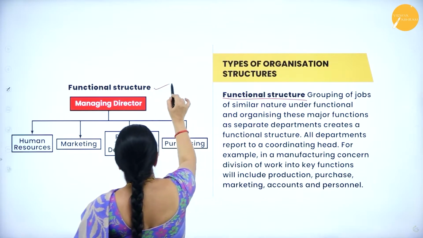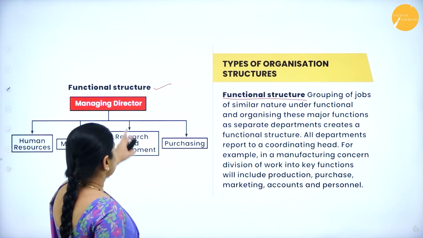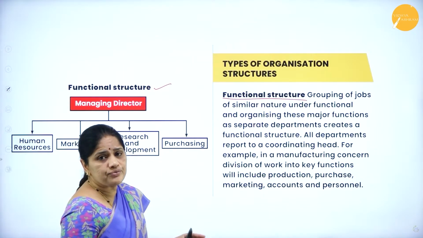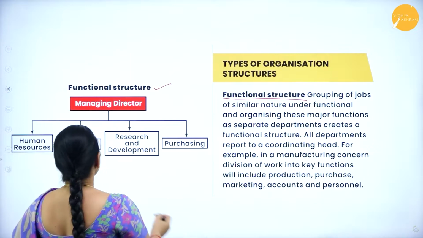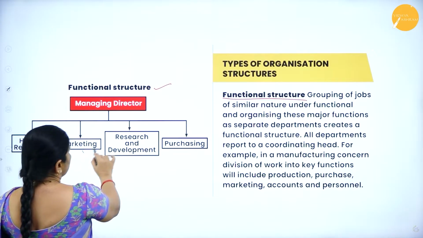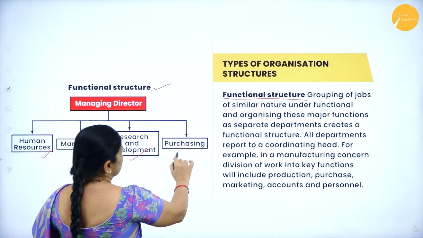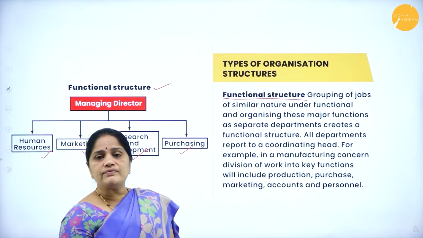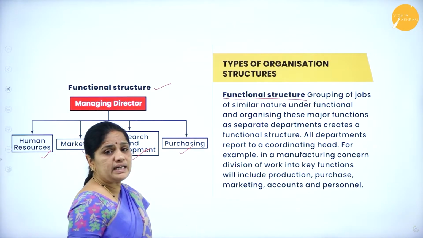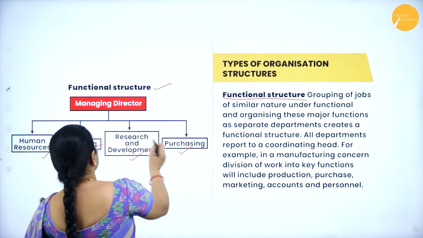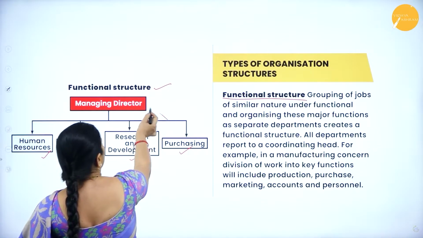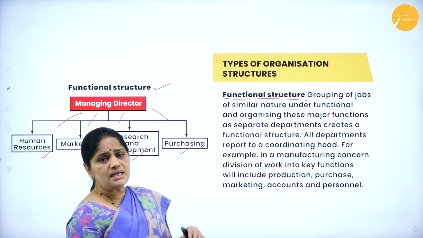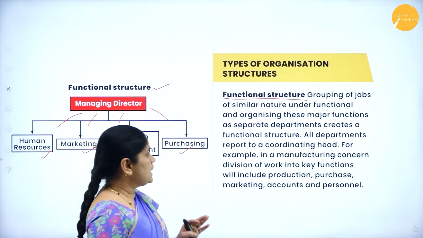Now, what is this functional structure? If you can see here, it is a structure based on the functions which are performed in the organization. So, we have the HR function, marketing function, research and development and purchasing function. So, for each function of the organization, you have created departments and each of these departmental heads will be reporting to the managing director of the company. So, this is an example of the functional structure.